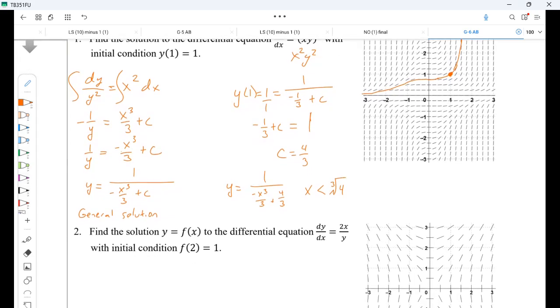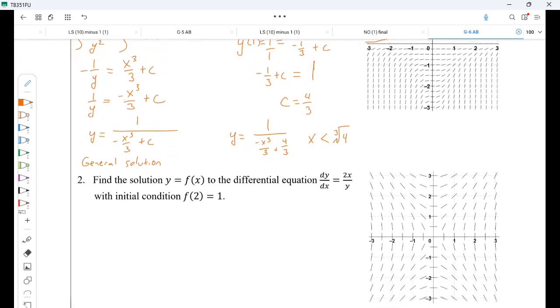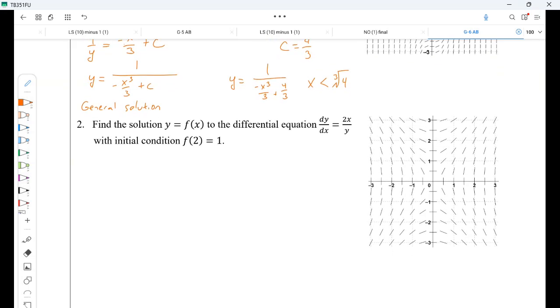All righty. Number 2. Same thought process. We want to go through the point 2, 1. 2, 1 is right here. We should end up with a curve that looks like this.